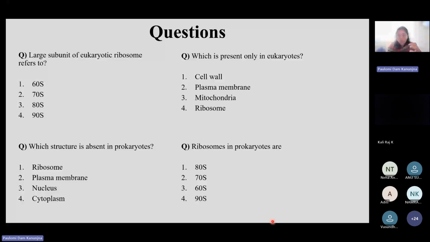This is also a cue for your exams when you get questions about ribosomes. First, look at the question. Does it ask about the large subunit, small subunit, or ribosomes in general, and then answer about the Svedberg units.